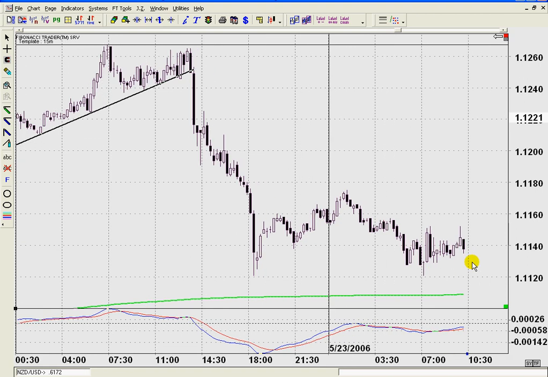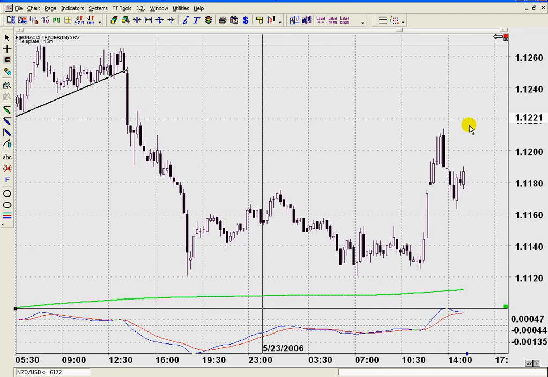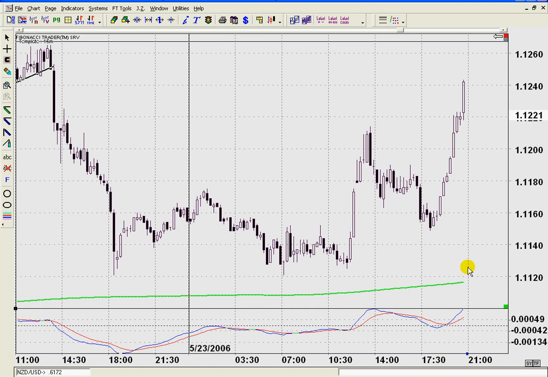And then what does it do? Then it moved up towards the 38% retracement. Again, look, 111.20 to 112.10, 90 pip surge after the test of the previous day's low during Asia. Now let's move up.